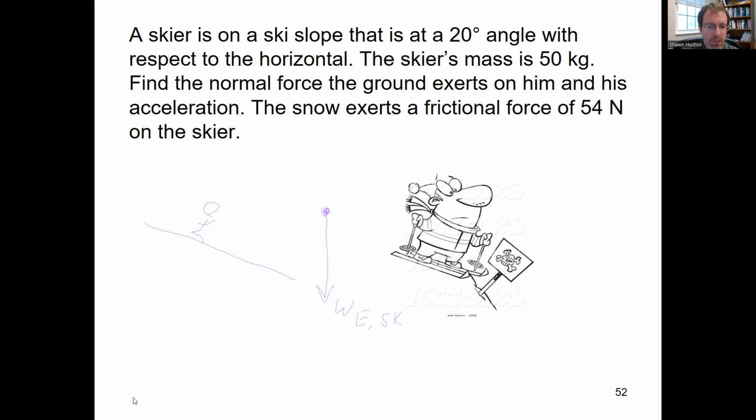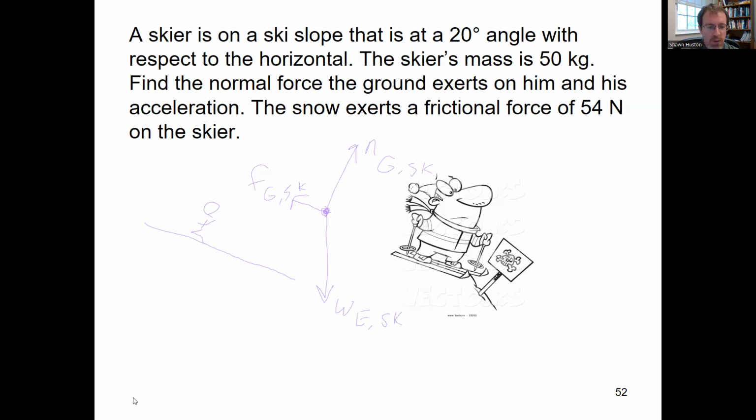What else is going on here? Well, we've got the normal force that the ground is exerting on the skier, as well as a frictional force that the ground is exerting on the skier. All right, so there's my free body diagram. So that's step one. Step two is to draw out X and Y directions for this particular problem.